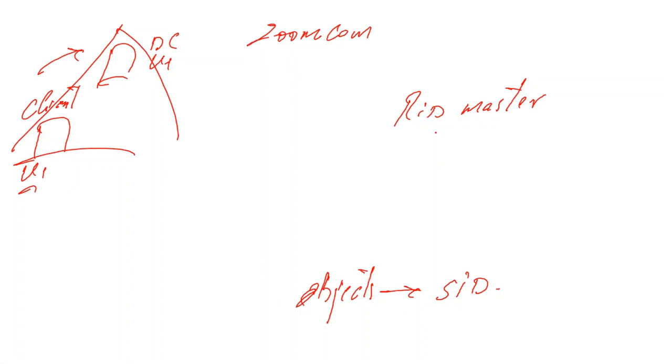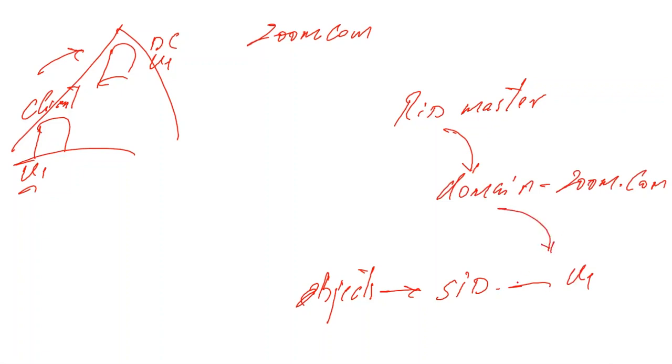And these SIDs are distributed by the RID Master. So what is the job of the RID Master? Giving pools of IDs to the domain first. The RID Master gives pools of IDs to the domain. For example, I have a domain zoom.com, and under the zoom.com domain I am creating one user account U1, and this U1 user account gets its SID from the domain. So the RID Master gives the IDs to the domain, and the domain distributes the IDs to our users.